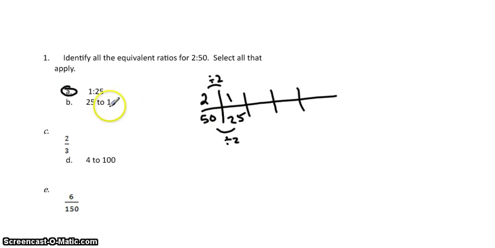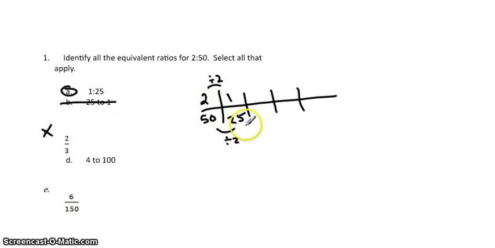From here, I'm going to see if I can get to 25 to 1. So that would mean I'd have to multiply this by 25. Well, if I multiply the bottom by 25, that doesn't work out. So this is not an equivalent ratio. I already have 2 to 50, so it can't be 2 to 3. There's no way for me to make that. This one is not an equivalent ratio.